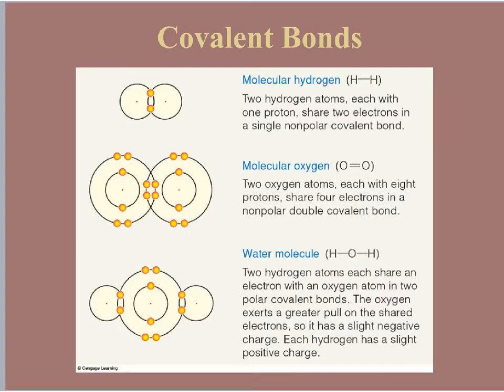Let's look at some examples of covalent bonds. So this, when two atoms of hydrogen come together, they are going to equally share those two electrons. So this example is a non-polar covalent bond. Hydrogen has one electron. Its atomic number is 1.